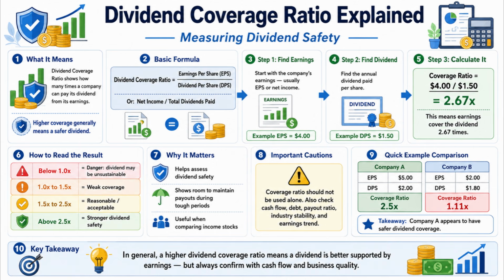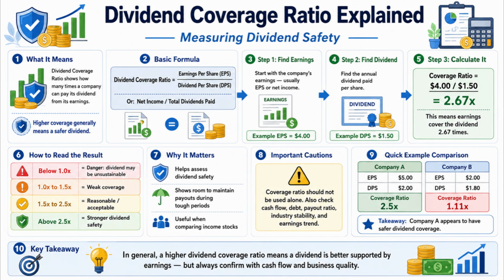First, we find the company's earnings. This is usually shown as EPS, or earnings per share, in the company's financial report. For example, if a company earns $4 per share, then EPS is $4. After that, we find the annual dividend paid per share. This is called DPS, or dividend per share. For example, if the company pays $1.50 per share as dividend, then DPS is $1.50.